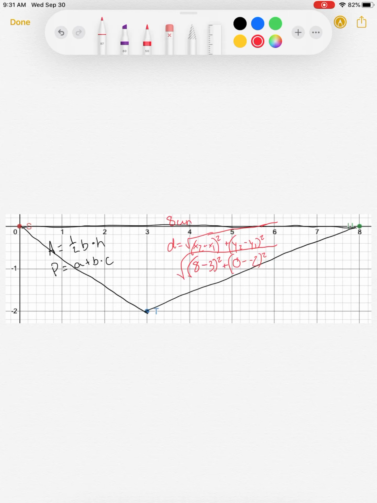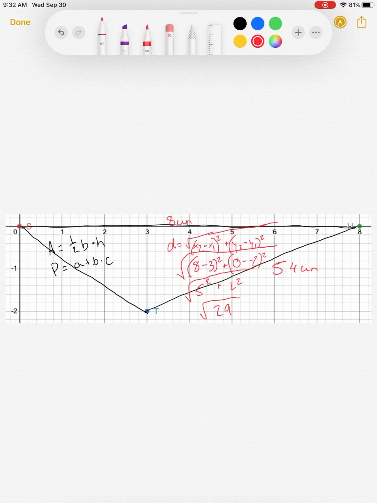That leaves me with 5 squared plus 2 squared. 5 squared is 25, and 2 squared is 4, so we're left with the square root of 29 for that first side length. I need the approximation of the square root of 29, which is 5.4. So 5.4 units. Then I'm going to repeat the process on the ST side.